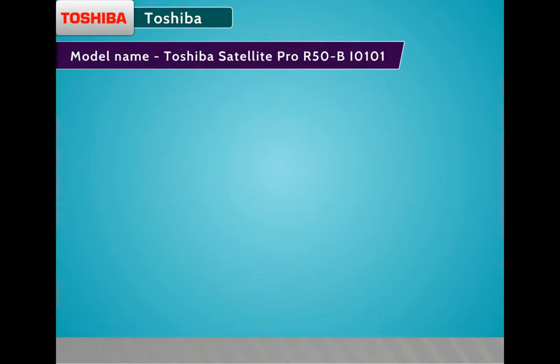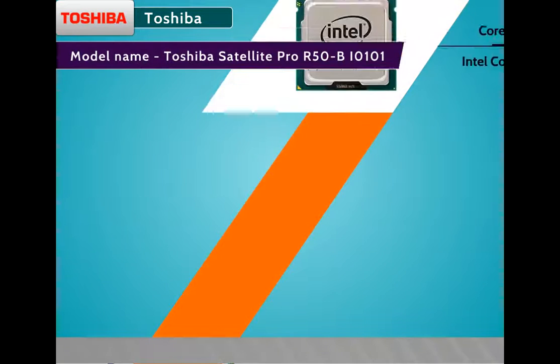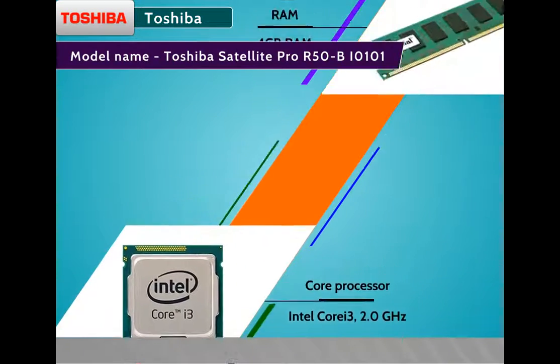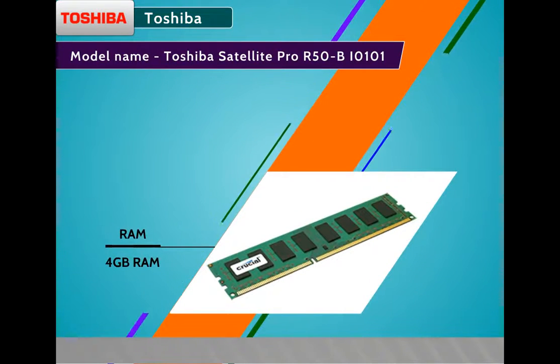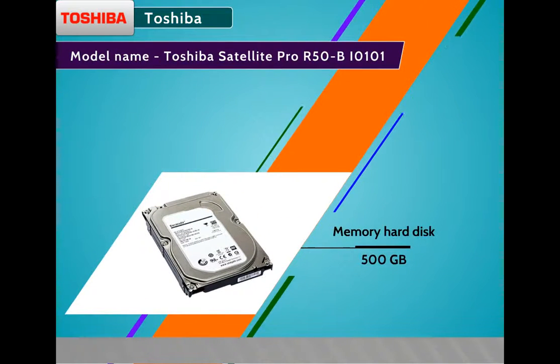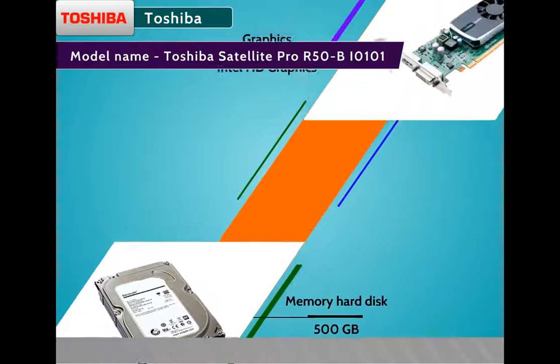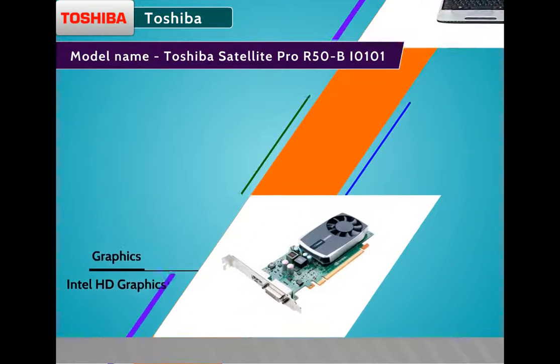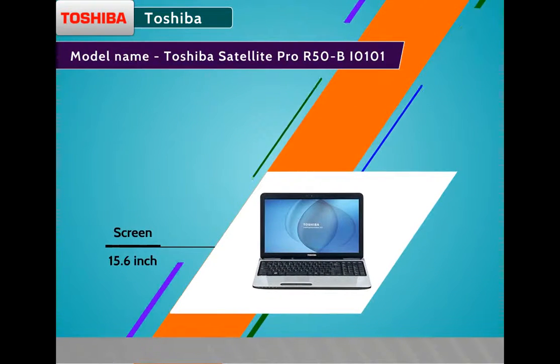Toshiba. Model name: Toshiba Satellite Pro R50B10101. Core processor: Intel Core i3 2.0 GHz. RAM: 4 GB RAM. Memory hard disk: 500 GB. Graphics, Intel HD graphics. Screen, 15.6 inch.